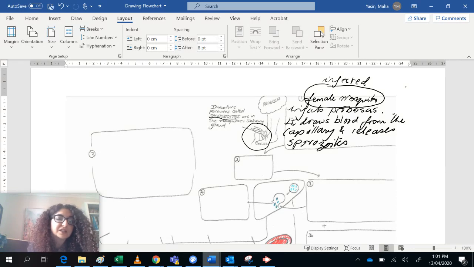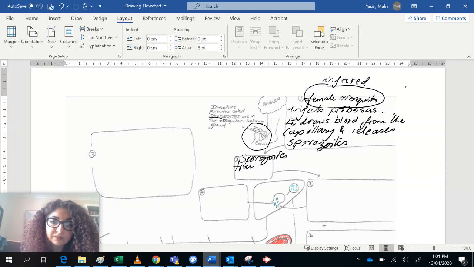Now, we go from box number 1 and we're going to look at box number 2 over here. The next thing that's going to happen is once those sporozoites have entered the blood, they actually need to travel to the liver. So here we're just going to say that sporozoites travel to liver via the blood. It's just really important that you know that.